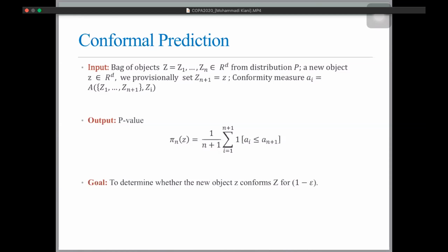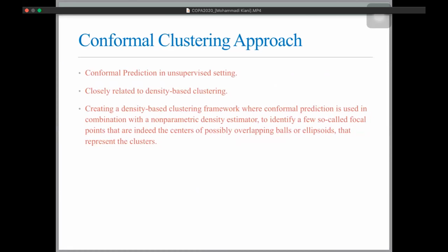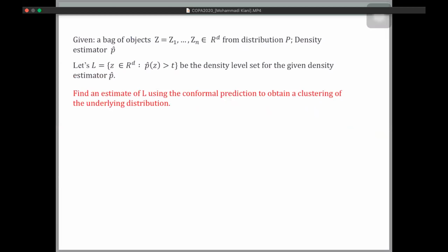In my approach, conformal clustering consists of applying the conformal prediction framework to the unsupervised learning task of clustering, focusing on clusters that are defined as a connected component of high-density regions of the underlying distribution. Let's take a closer look.